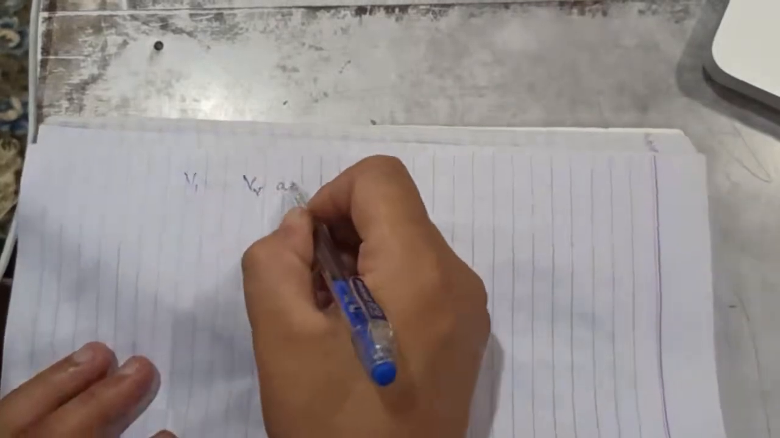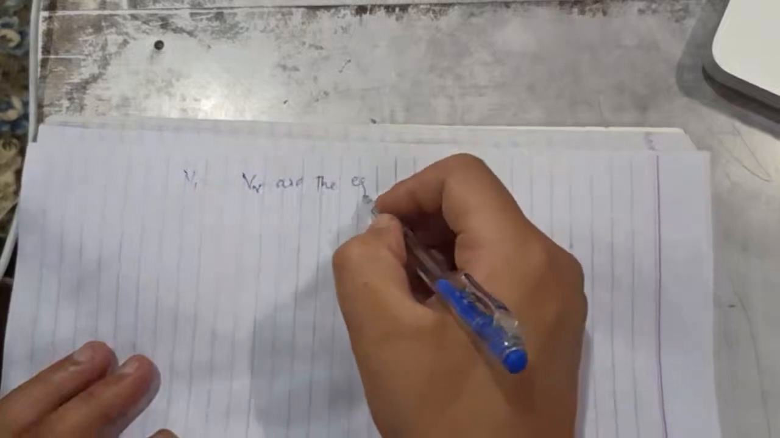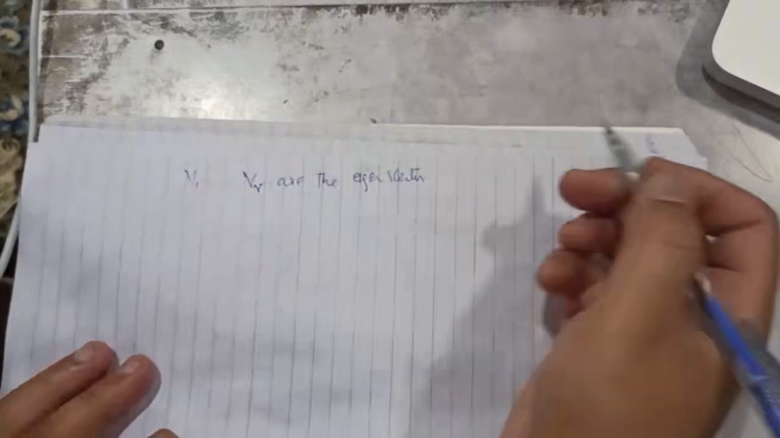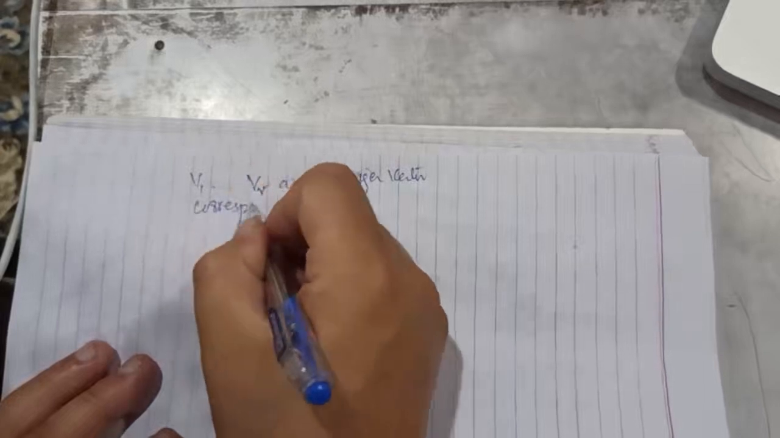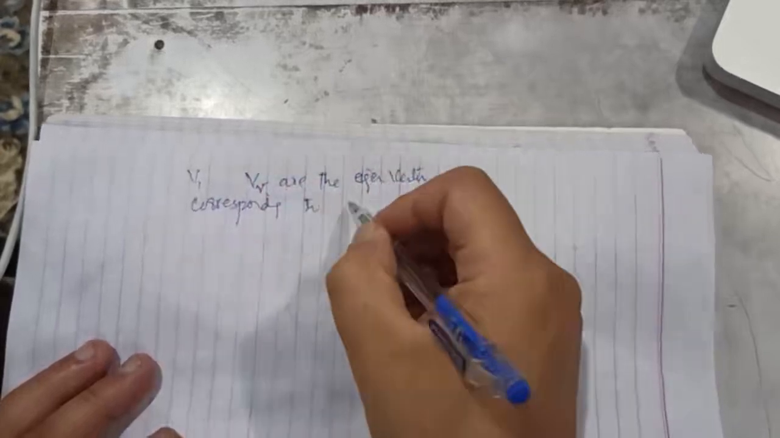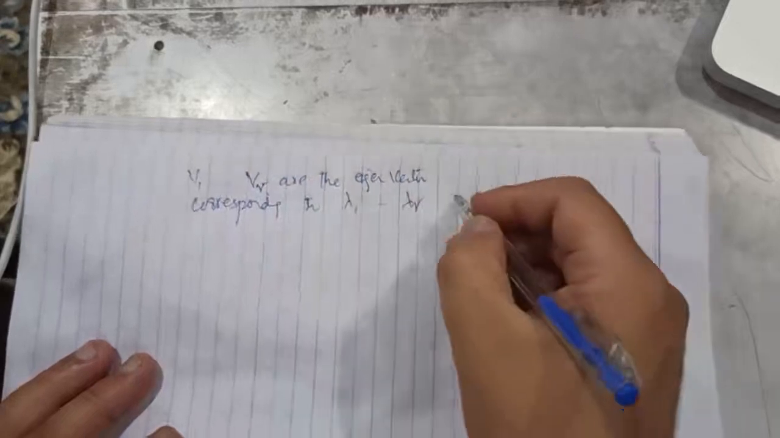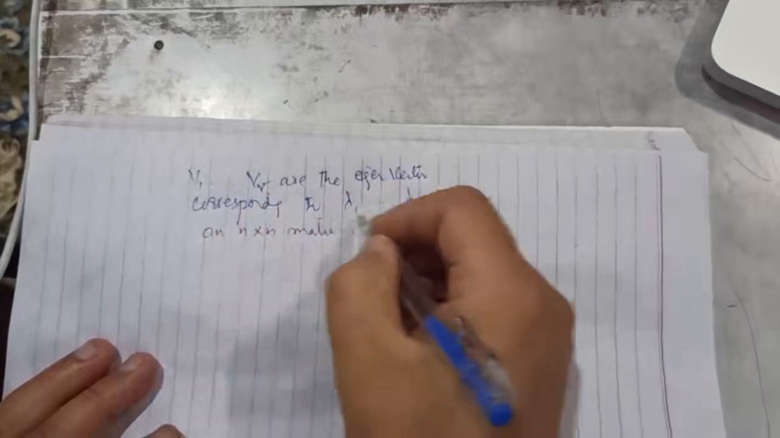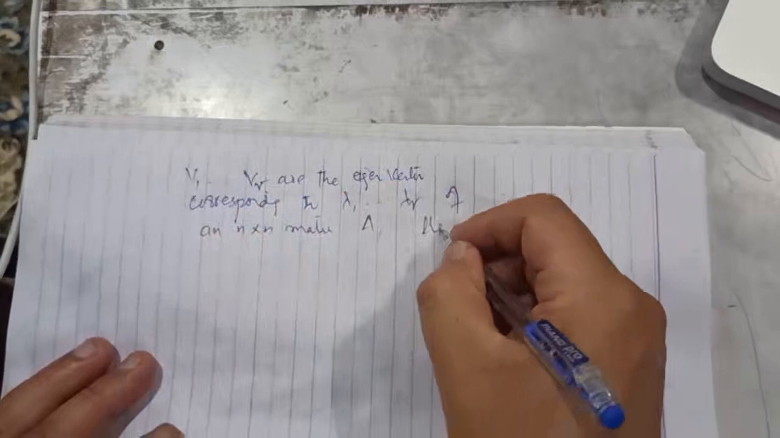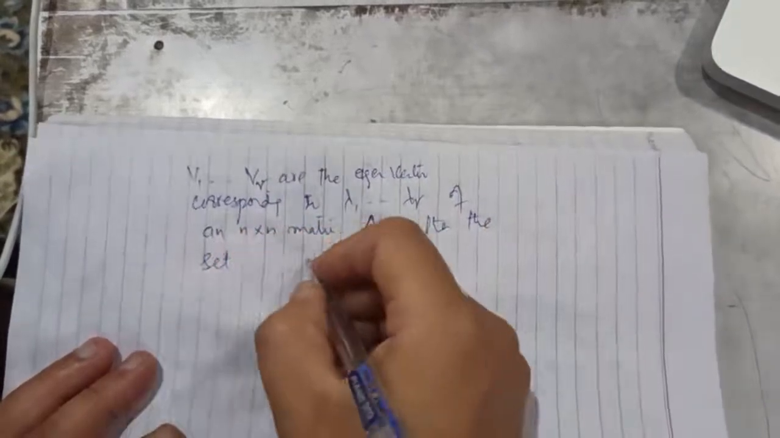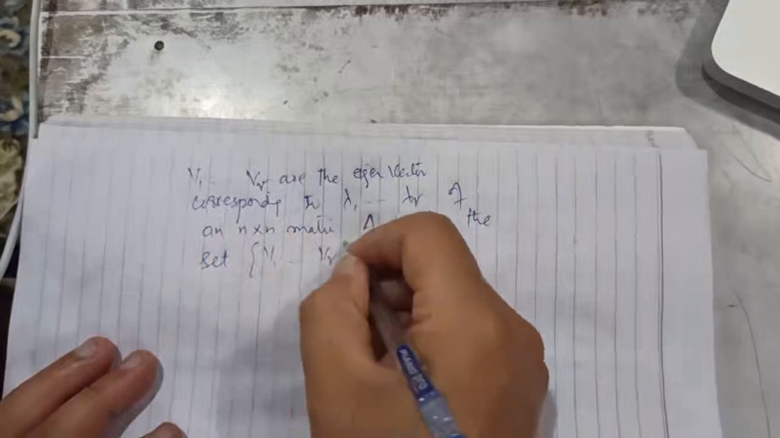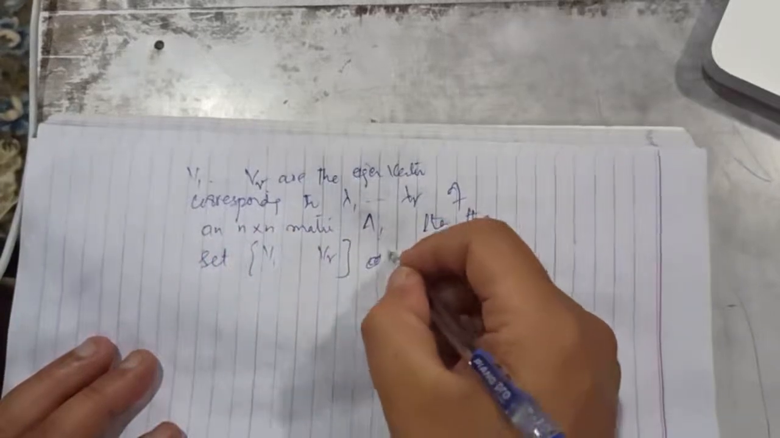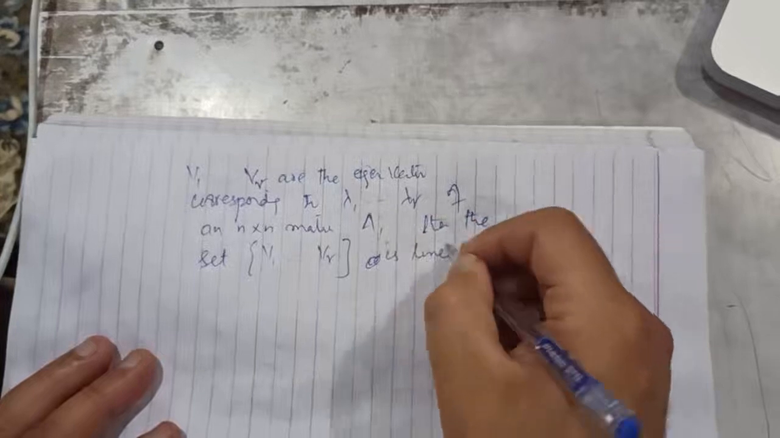vr are eigenvectors corresponding to lambda 1 up to lambda r of an n cross n matrix A, then the set v1 up to vr is linearly independent.